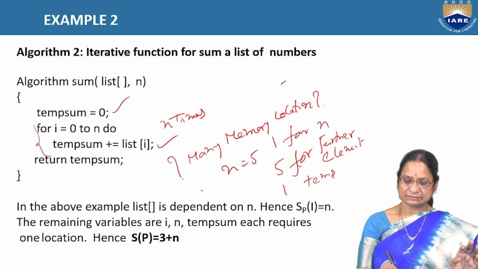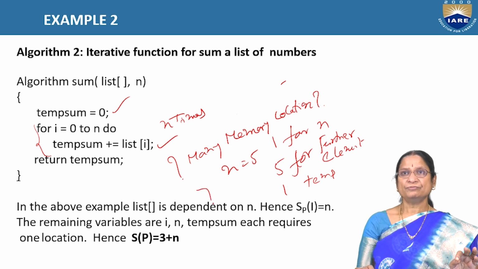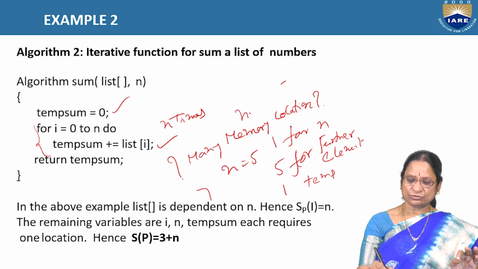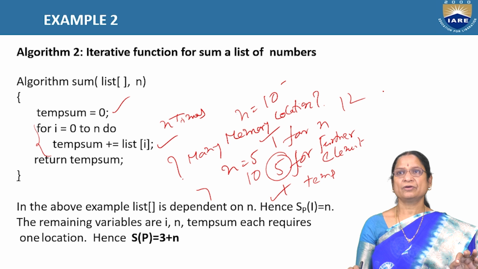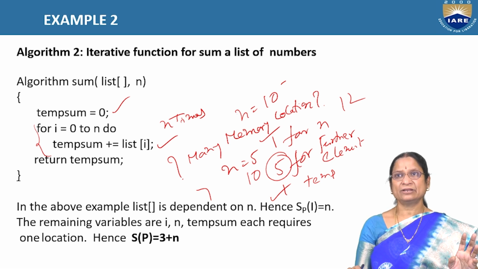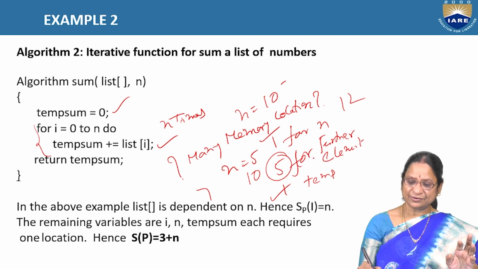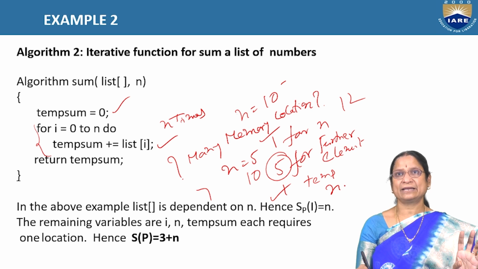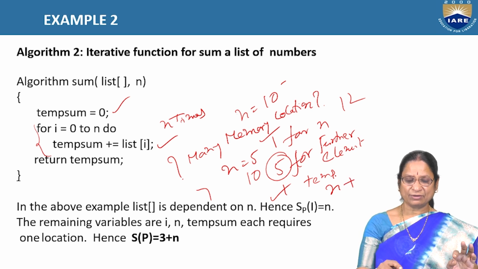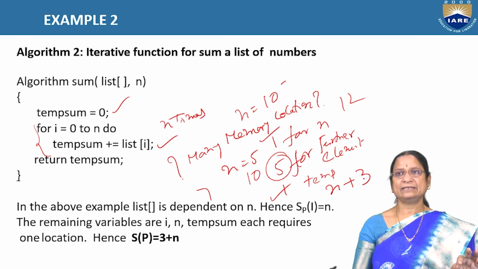Totally how many? 7. For example, if my n value is equal to 10, then what happens? This part is fixed, this part is fixed, but here it becomes n. That is totally 12. So instead of taking a particular value, I'll take the n value as n itself. That means for storing n elements, n is required, plus for storing the n value, for storing temp sum and for returning that value, I need 3.